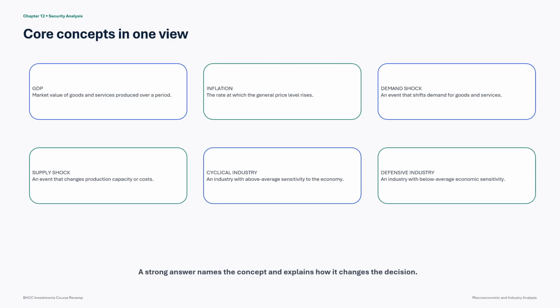GDP is the market value of goods and services produced over a period. Analysts often focus on real GDP because it adjusts for changes in the general price level. GDP can help frame overall demand, but it is not a direct forecast of stock returns. Equity markets discount future profits, not the current quarter's national income report.